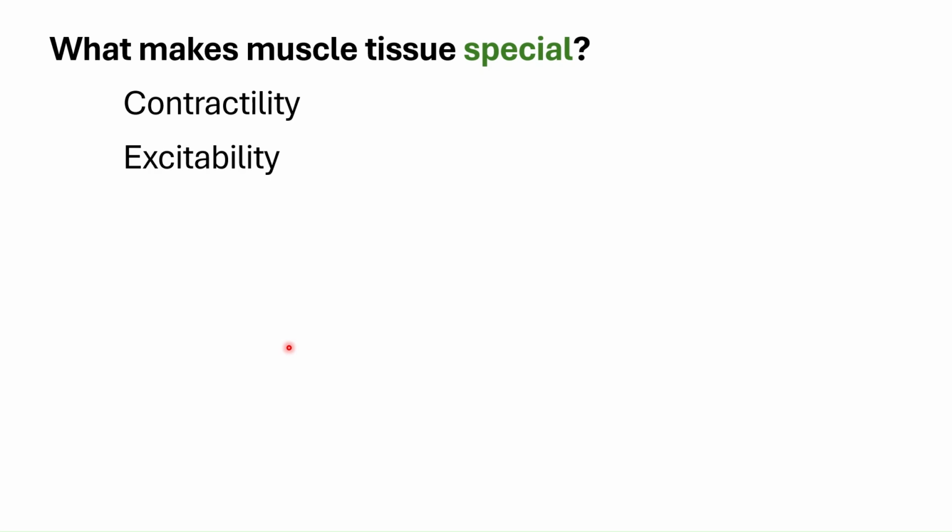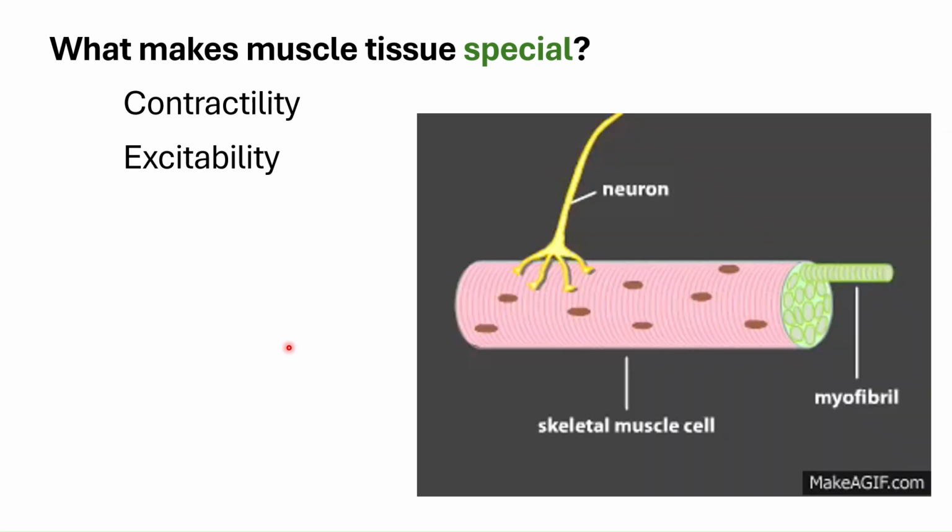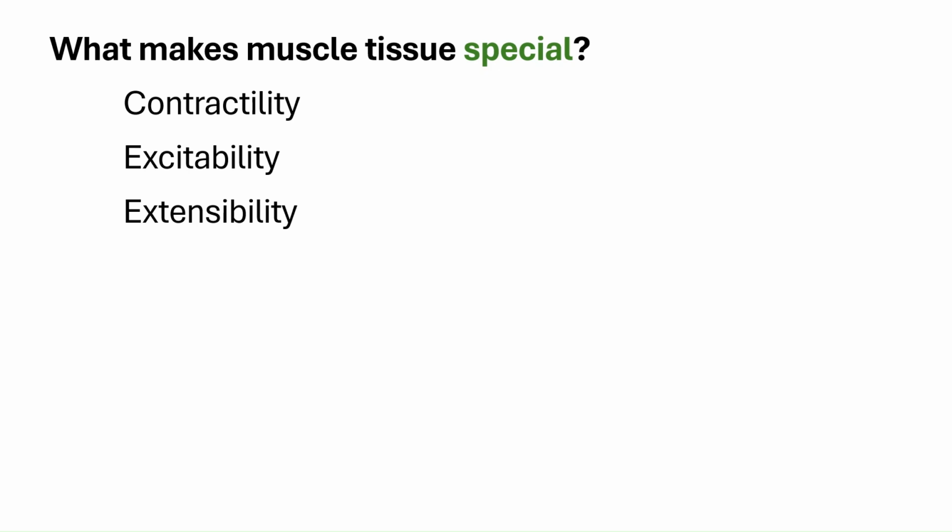Next is excitability. The muscle fibers have this special ability to be easily excited by signals from the nervous system. In fact, it is this signal from the neurons attached to your muscles which tells your muscle cells to activate its contraction or its lengthening. Okay? Next is its extensibility. If your muscle tissue or muscle cells can contract or shorten, it is also able to extend. Okay?